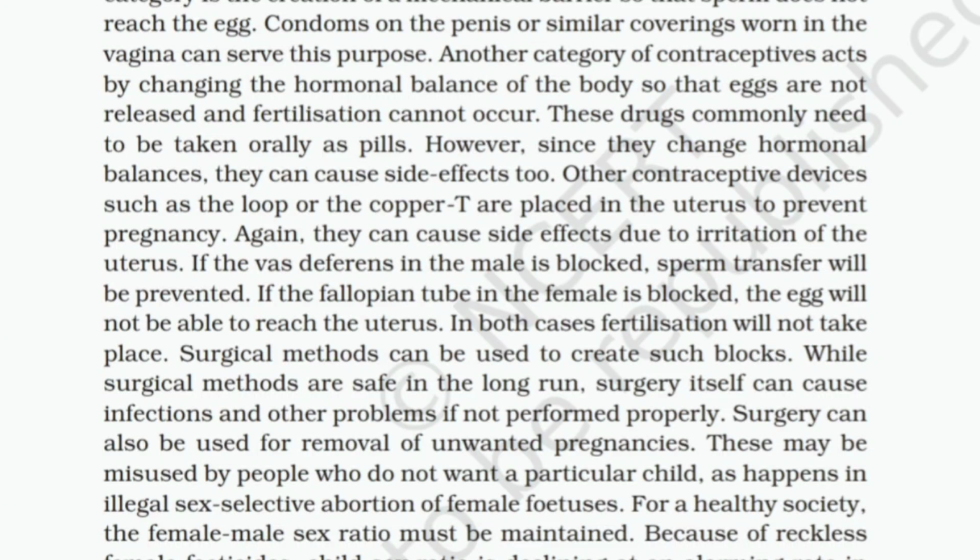However, since they change hormonal balances, they can cause side effects too. Other contraceptive devices such as the loop or the copper T are placed in the uterus to prevent pregnancy. Again, they can cause side effects due to irritation of the uterus. If the vas deferens in the male is blocked, sperm transfer will be prevented. If the fallopian tube in the female is blocked, the egg will not be able to reach the uterus. In both cases, fertilization will not take place.